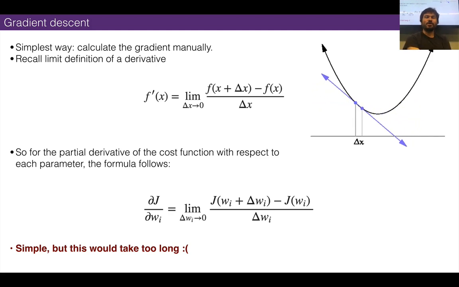Because again, a neural network is in 100 million dimensions, right? Or maybe let's say 10 million parameters. Well, that means you would have to do this 10 million times, and actually you'd have to do it 20 million times because you have to calculate J with a small perturbation here and J without one. So you'd have to do it twice for each parameter.